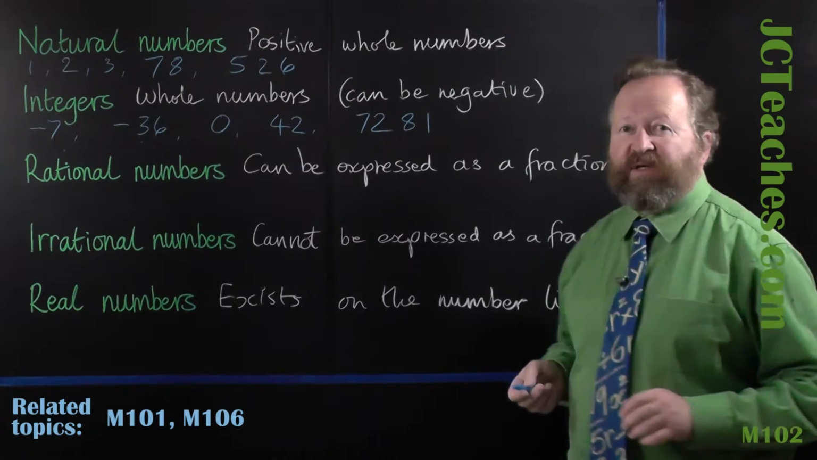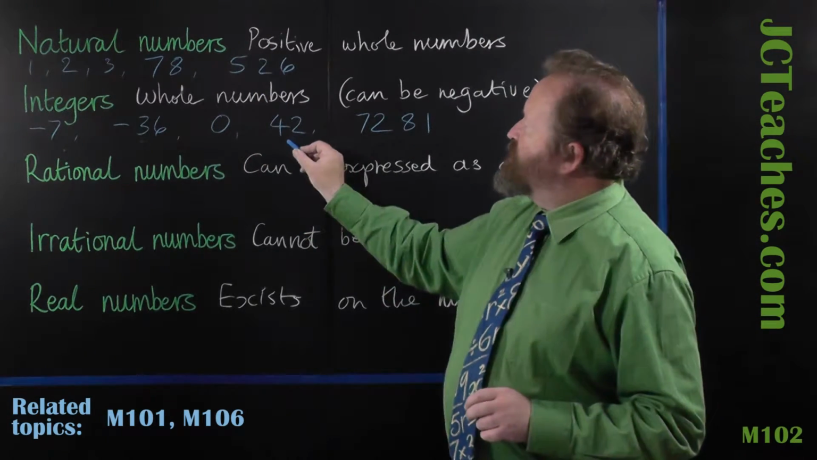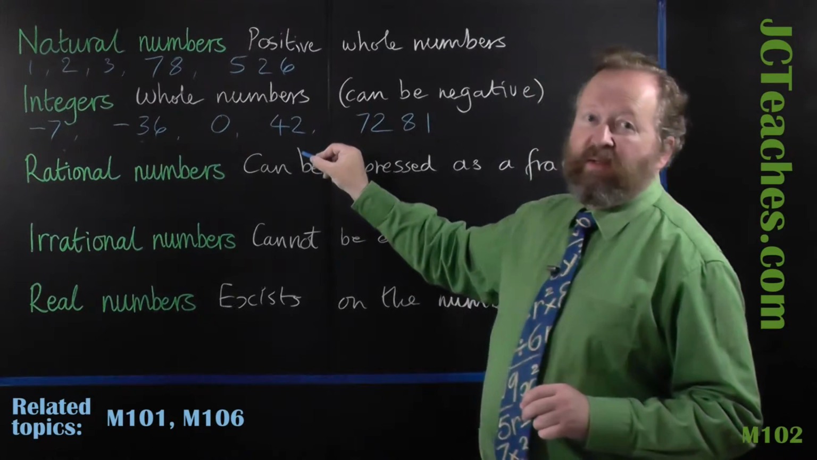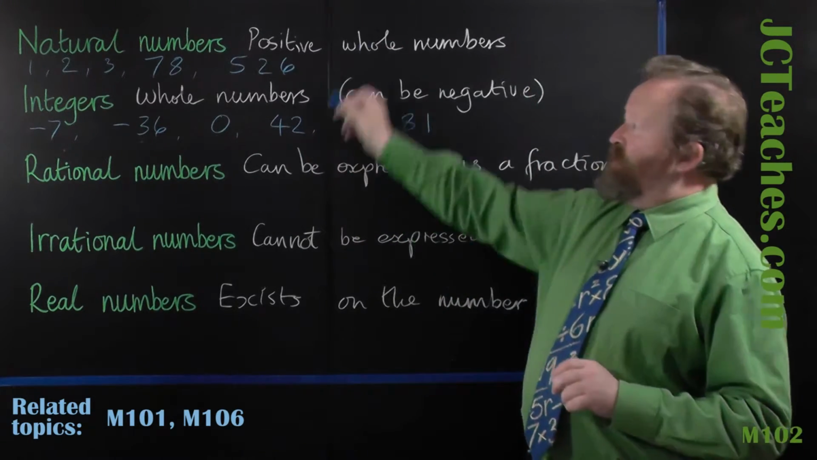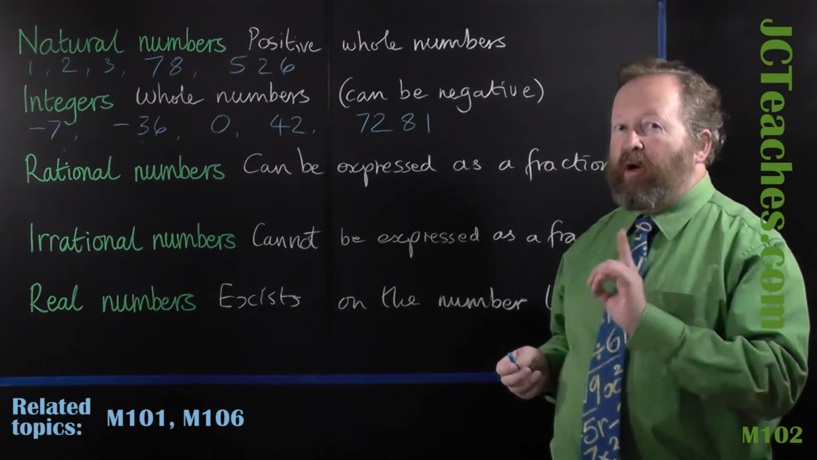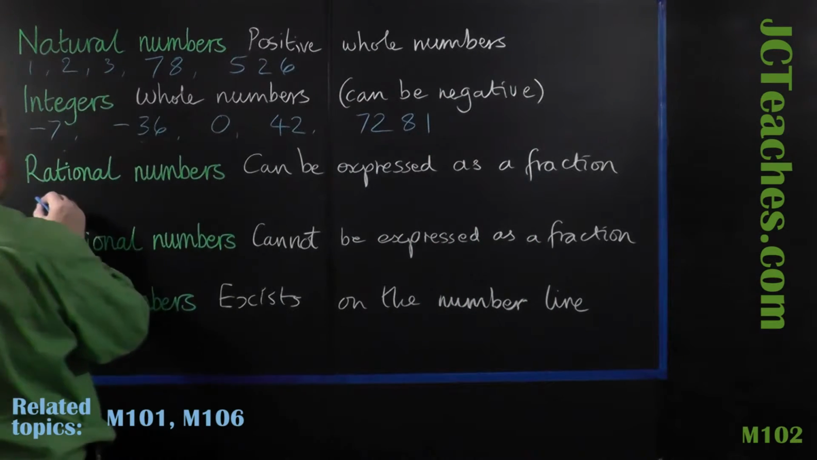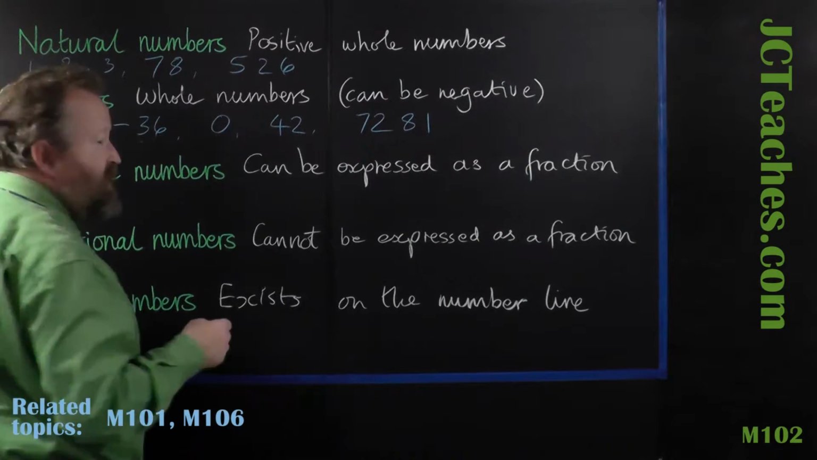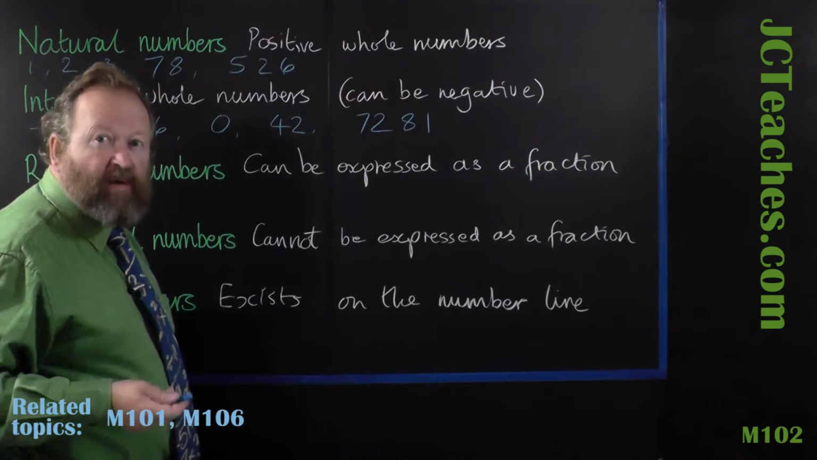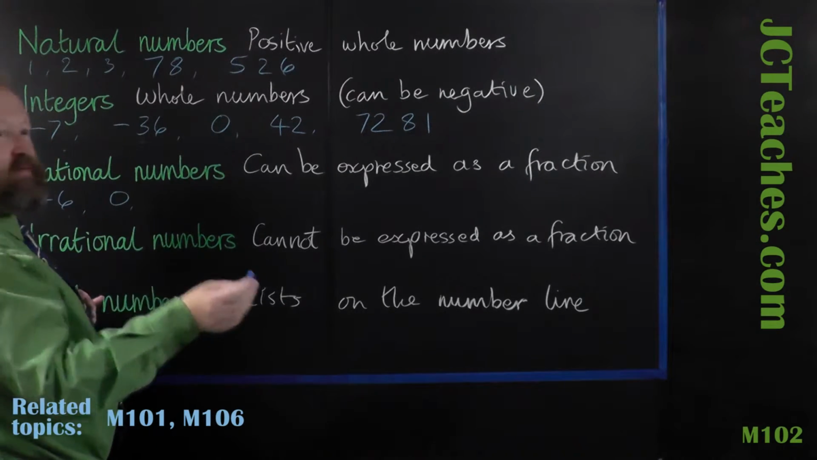Rational numbers can be expressed as a fraction. Well, all of these can be expressed as a fraction. It's just 42 over 1, for instance. So all of these other numbers here are rational numbers, but they don't have to be whole numbers. Okay, so we can have -6. That is a perfectly valid rational number. We could have 0. We could have a half.